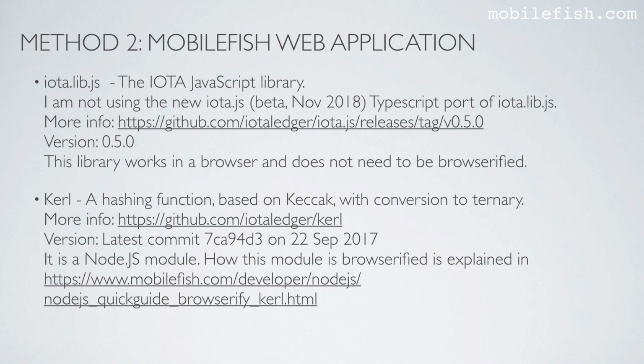The last JavaScript library is called curl, a hashing function based on Keccak with conversion to ternary. For more information, see this GitHub page. I have used this version. It is a Node.js module. How this module is browserified is explained in this tutorial.